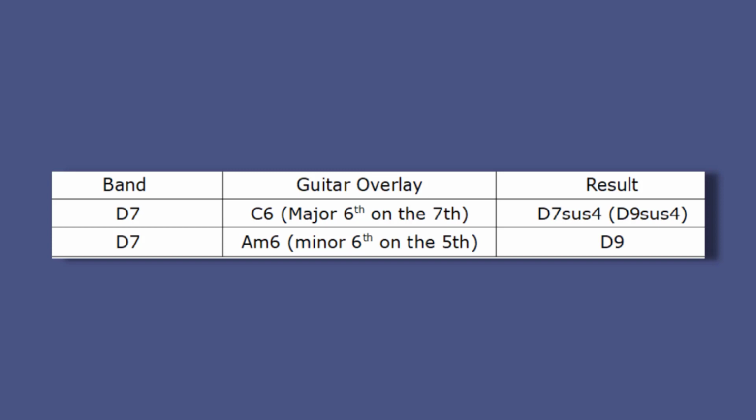What we're going to do in this next example is create a D9th sound by mixing colours. And the way we do that is play a minor 6th on the 5th of the chord. So the band is playing D7th, the 5th of D7th is A, therefore if we play an A minor 6th chord, the resultant sound to the listener will be D9. Here we go.